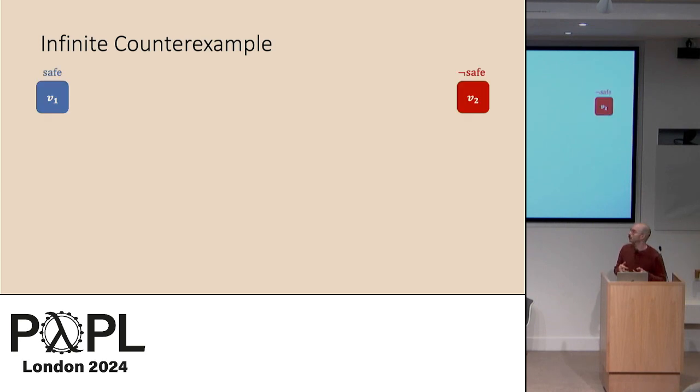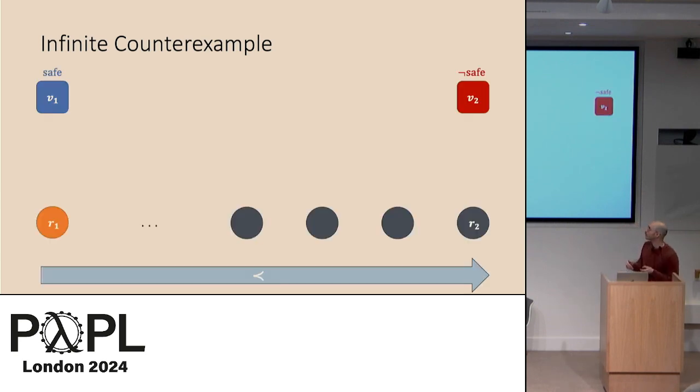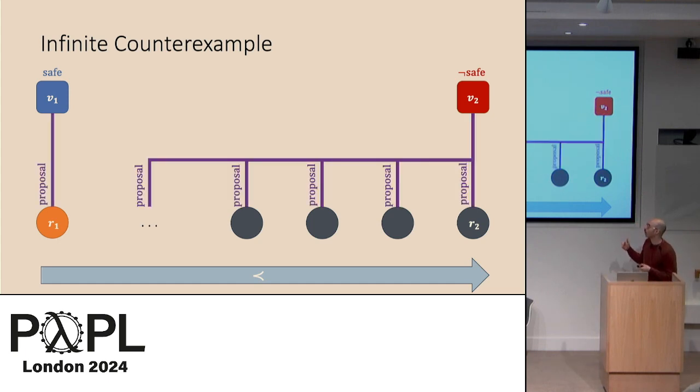So we have two values, the safe V1 and the unsafe V2. We have infinitely many rounds going from left to right, from the smallest R1 to the largest R2, and we can think of the proposal relation as edges in this element graph. So V1 was proposed in R1, and V2 was proposed in R2, and also in all of the other dark rounds.